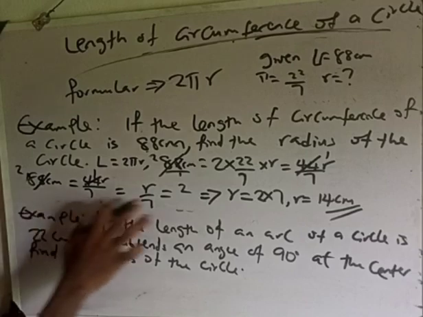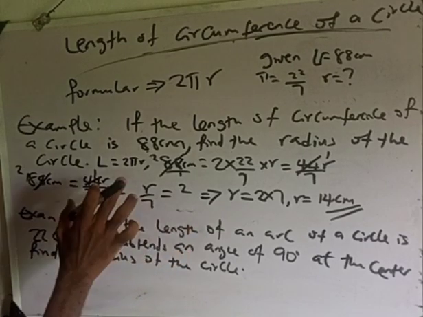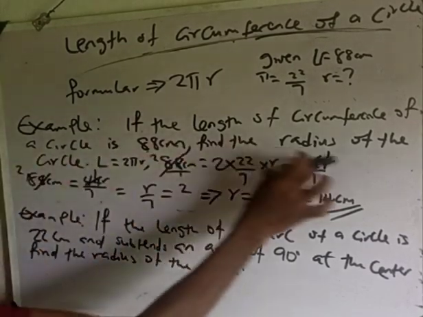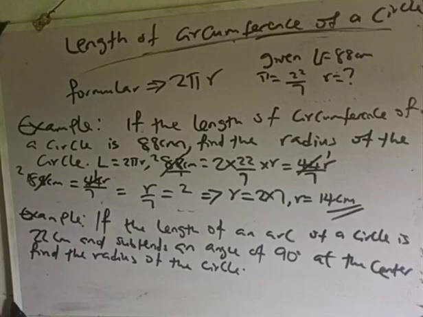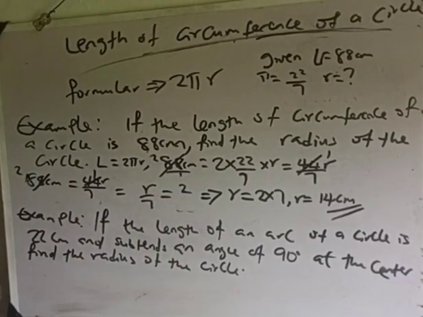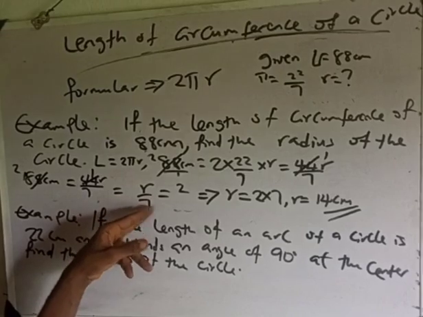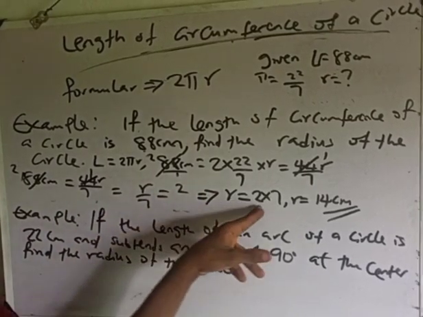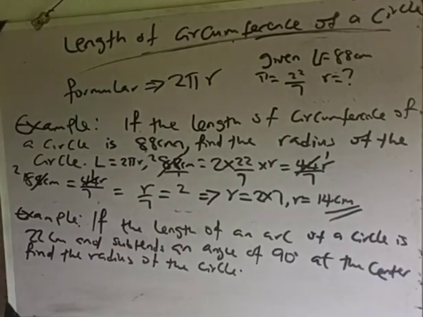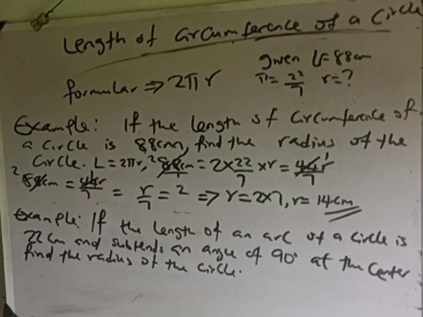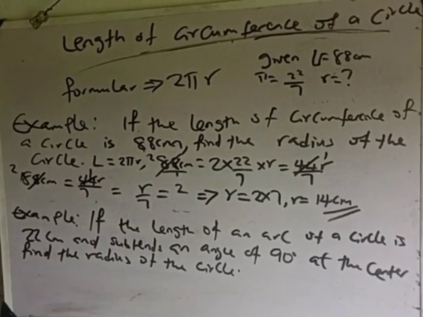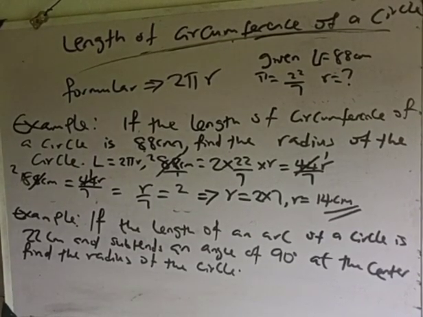If I divide this side by 44, I'll have 1. So I have that 2 is equal to r/7. So when I multiply by 7 both sides, 7 will cancel 7. I multiply here by 7, it becomes 2 times 7, which is equal to 14. So our radius is actually 14. Is that okay? Now, in the second case, we want to deal with the length of an arc.